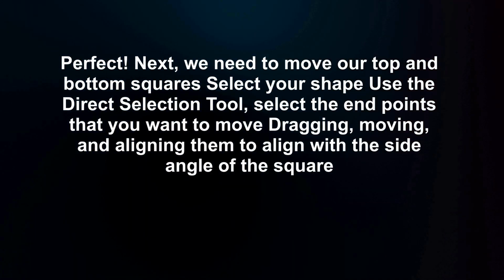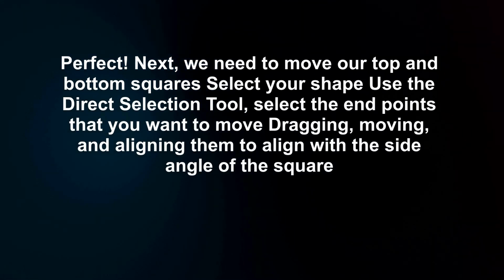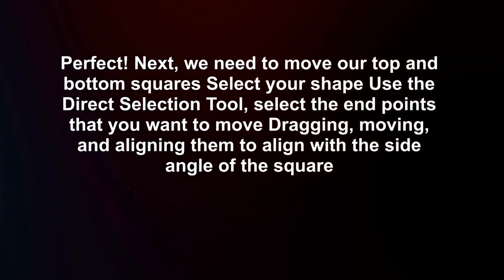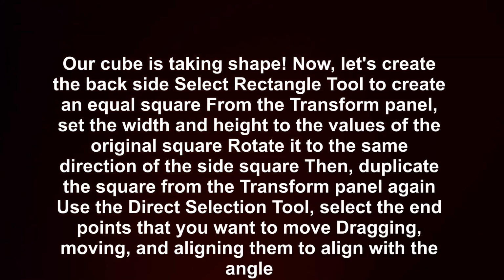Select your shape. Use the Direct Selection tool. Select the endpoints that you want to move, dragging, moving, and aligning them to align with the side angle of the square. Our cube is taking shape now.